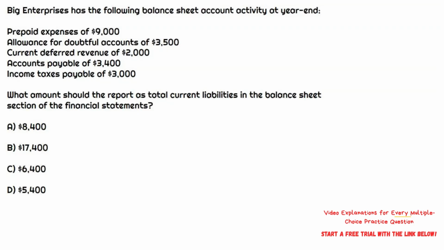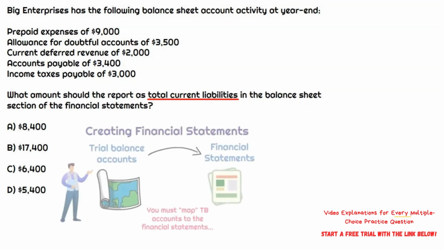So in this question, we have Big Enterprises. They had the following trial balance activity as of December 31, year 5. Now we just need to figure out what they would report as current liabilities in the balance sheet. There are other questions like this where we just need to figure out how we would map trial balance accounts to our balance sheet.